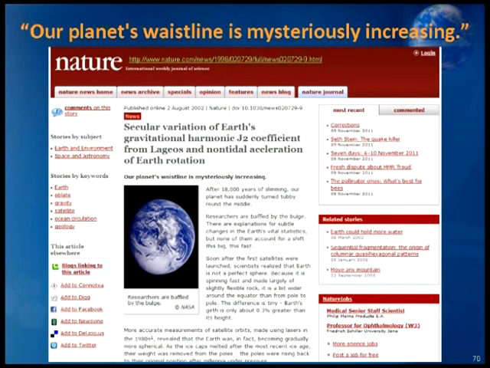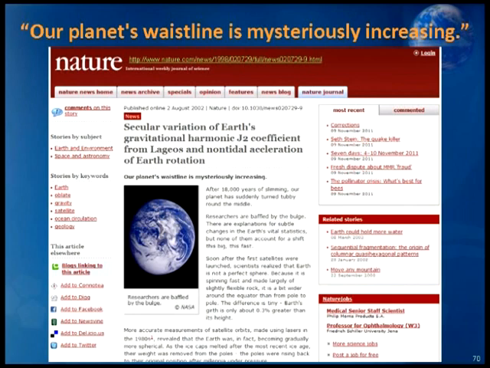But guess what? One of the most prestigious science journals, Nature, published "Secular variation of Earth's gravitational harmonic J2 coefficient from Lageos and non-tidal acceleration of Earth rotation." It's clear as a bell, right? Our planet's waistline is mysteriously increasing, it says in little tiny letters that you probably can't read. And that was published in 2002.